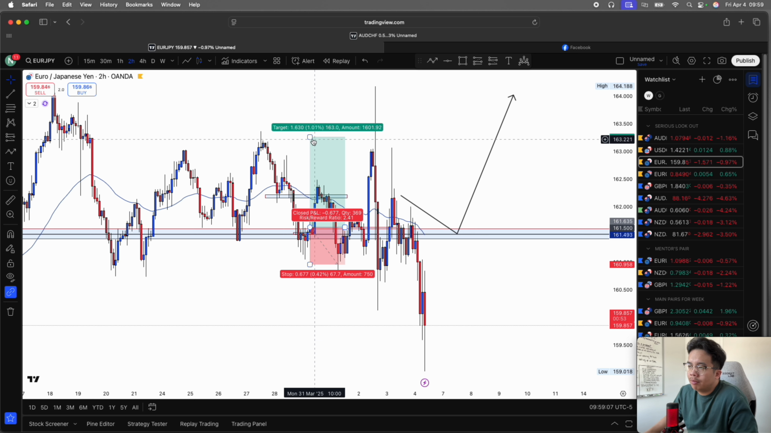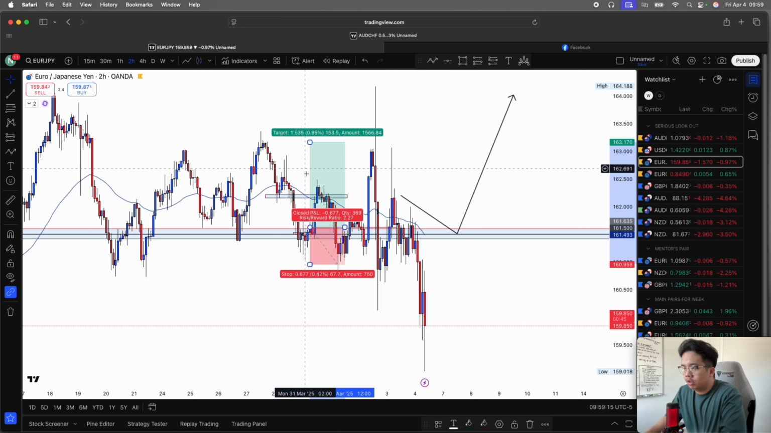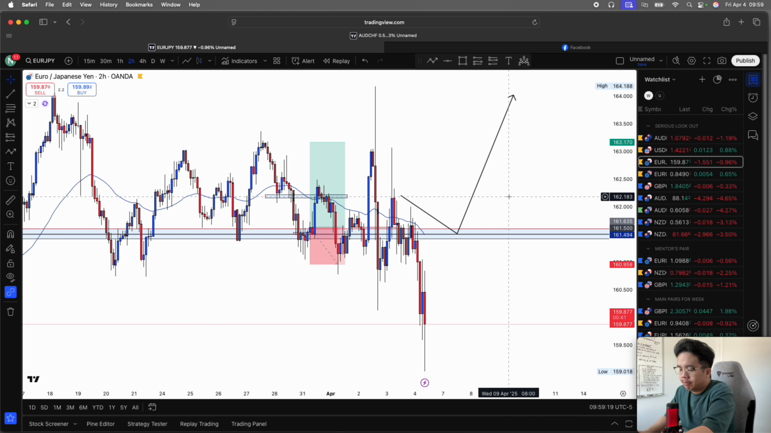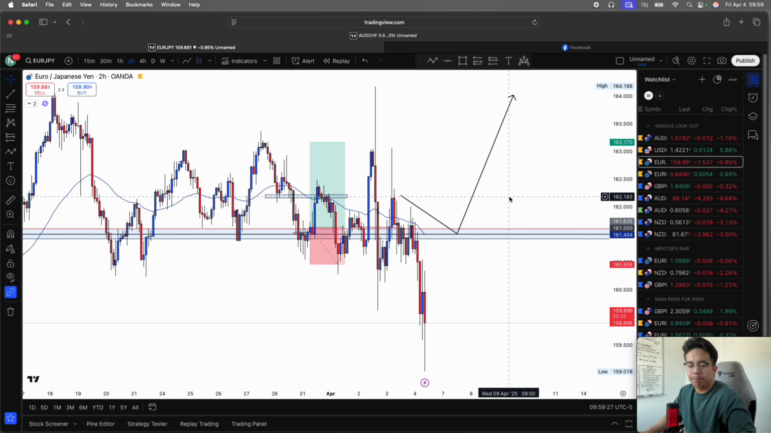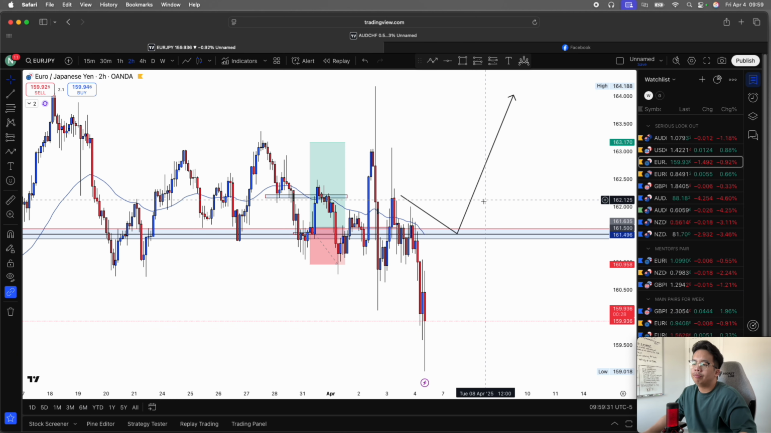And EURJPY, I entered this trade. As you guys can see, we were up like a 1.2 R multiple. We're targeting about 2.3 R multiple. I'll show you guys the results. So this is the EURJPY. I entered the buys on this trade.